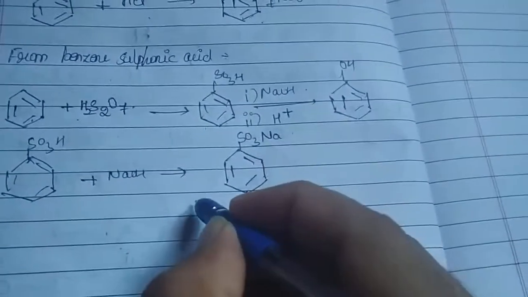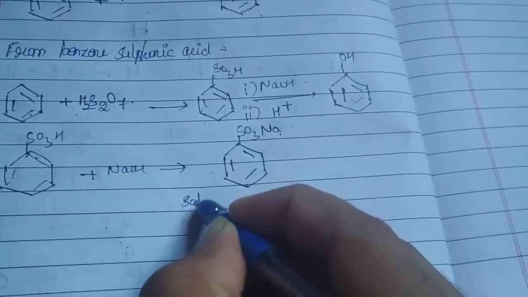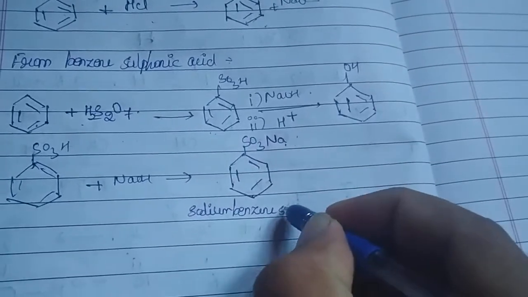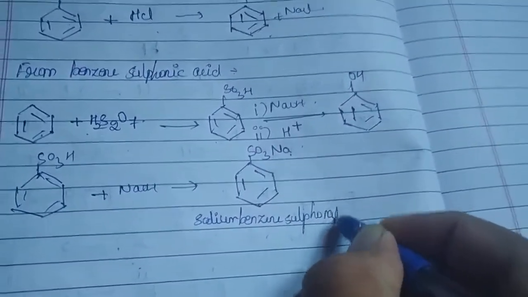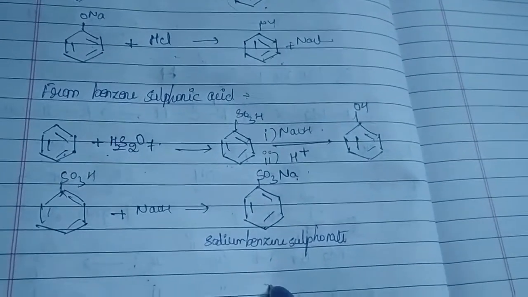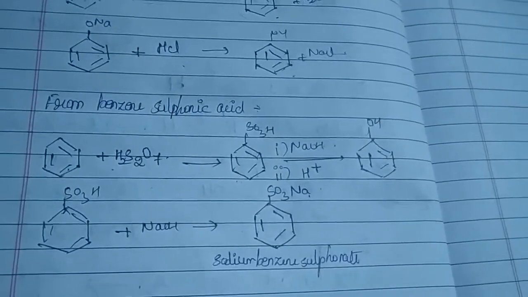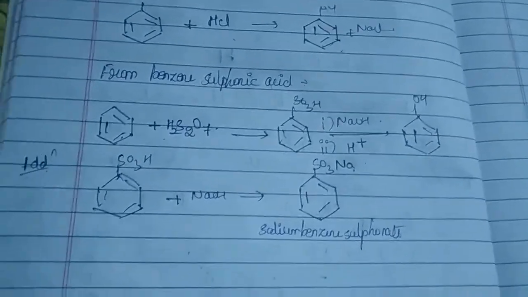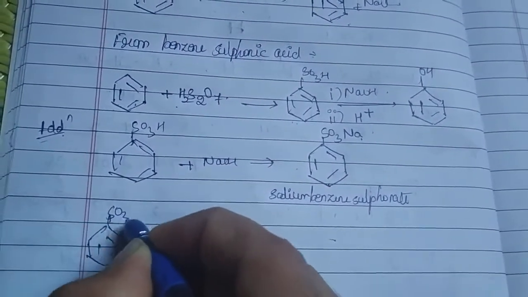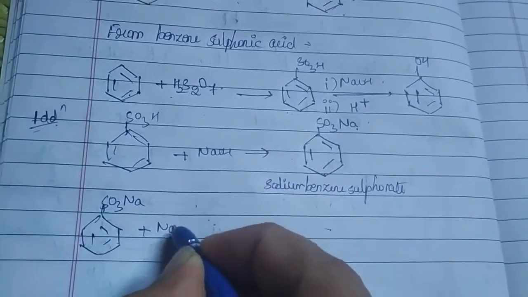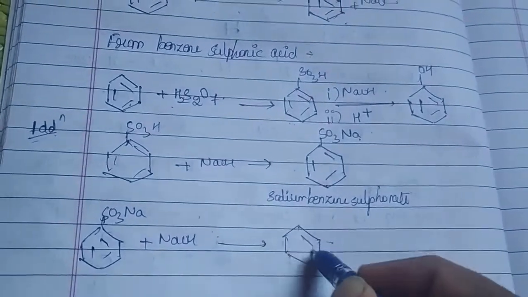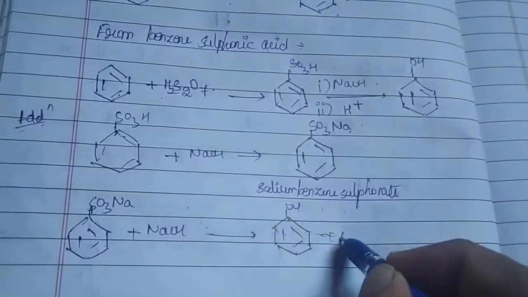This is sodium benzene sulfonate. This is my first part of what I am getting. Then it is once again treated with, or we can say fused with, sodium hydroxide at nearly 623 Kelvin temperature. So this sodium benzene sulfonate once again reacts with our NaOH. When it reacts with NaOH, you will be getting phenol plus Na2SO3.